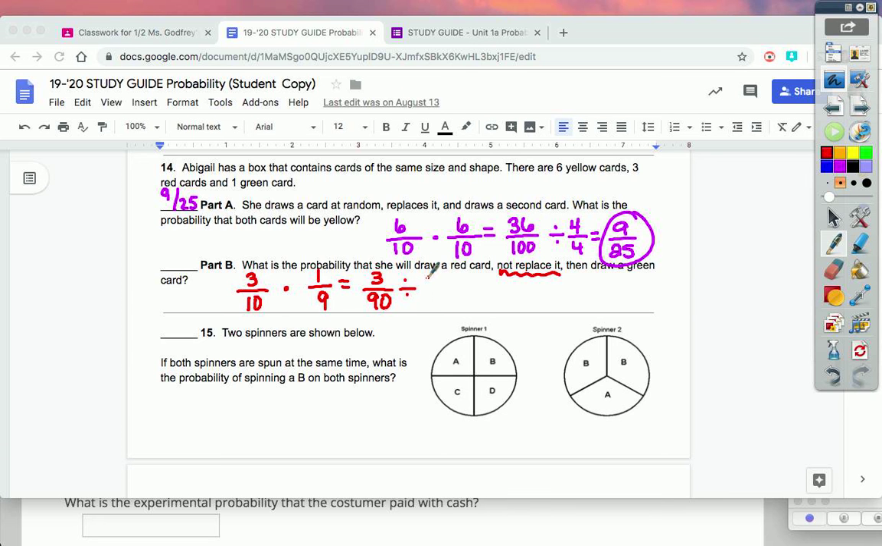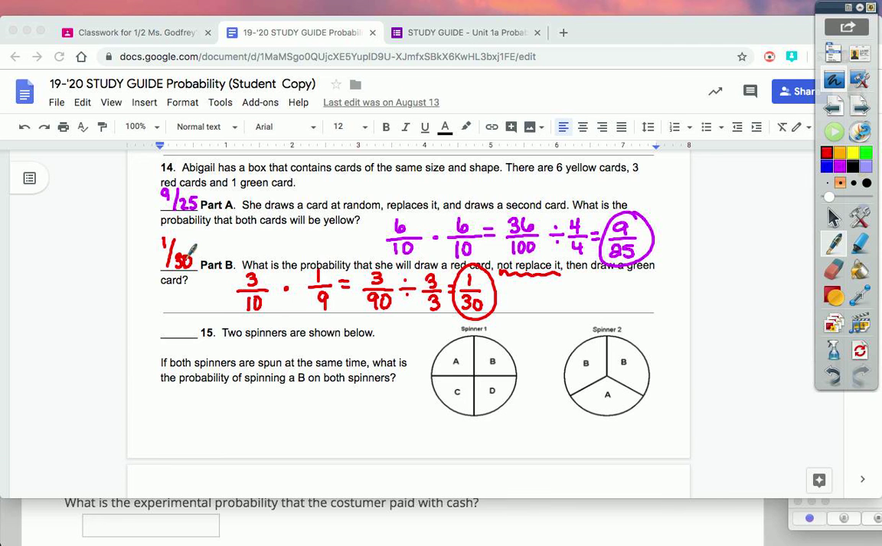Okay, this can be reduced. 3 over 3, which will give us 1 over 30. That is your answer for part B. 1 out of 30 chance of that happening. That is a 3. Any questions here?